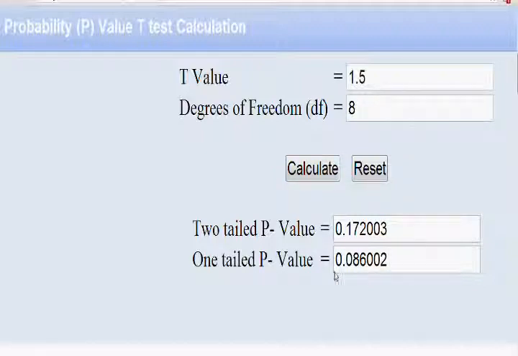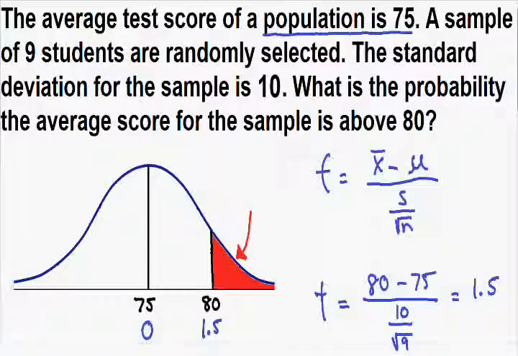Once you plug that in, you can just click calculate, and we get the area of one tail is 0.086002. The area of two tails is just double that, 0.172003. We're only finding the area of one tail, so we need to use this value right here. I'm going to round to 4 decimal points, 0.0860. So we know that this area of one tail is 0.0860.